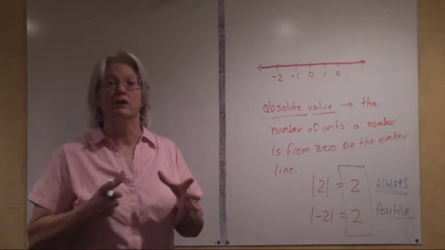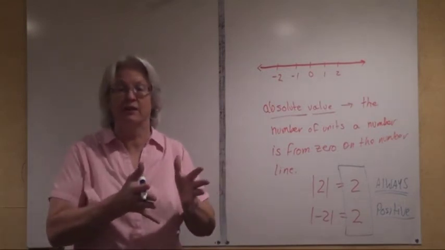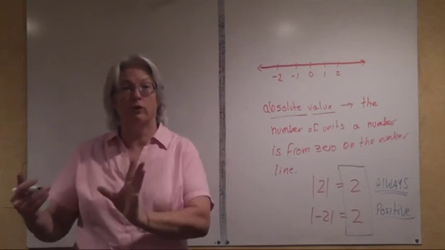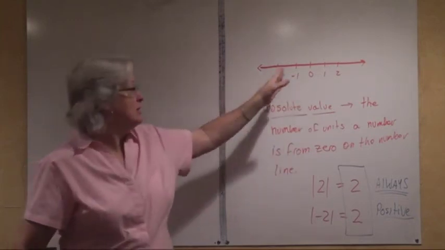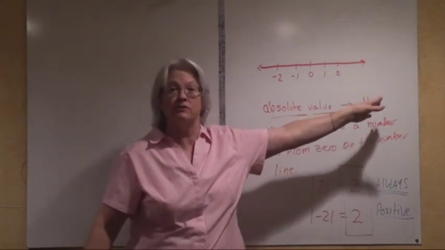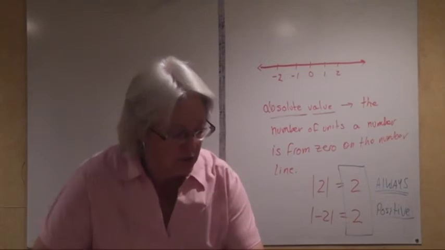Absolute value is always positive. It's just distance. It has nothing to do with what direction. Absolute value doesn't care if you're going in the negative direction, doesn't care if you're moving in the positive direction. It cares about how far you are from zero.